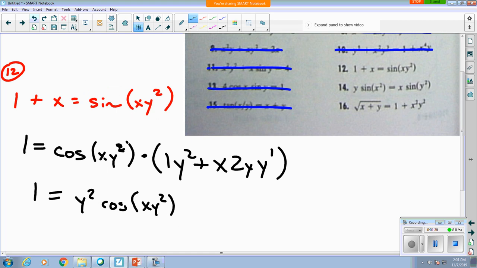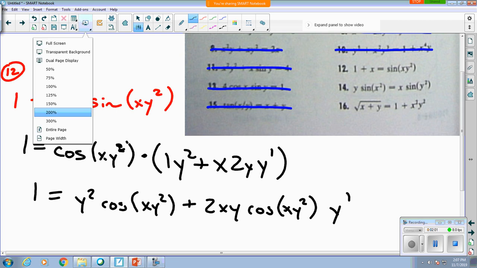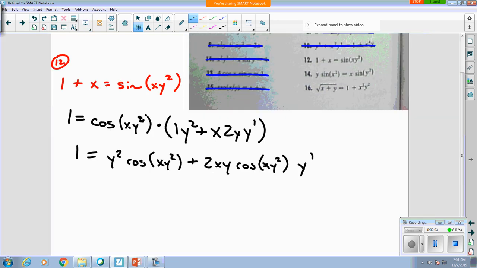All right, and then I distribute it again, and I get 2xy cos of xy squared, and then I'll put the y prime at the end. So there's only one y prime in this three-term expression after you distribute the cosine. So move over the one without y prime. A little smaller, let's give us room. So I get 1 minus y squared cosine xy squared equals this.